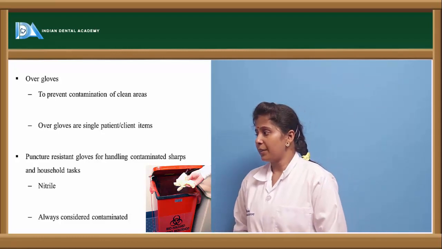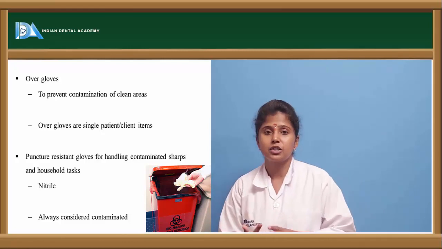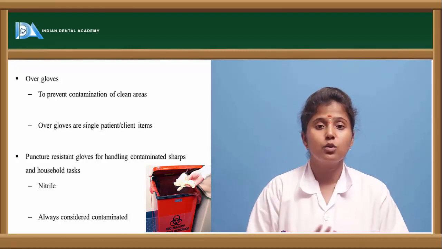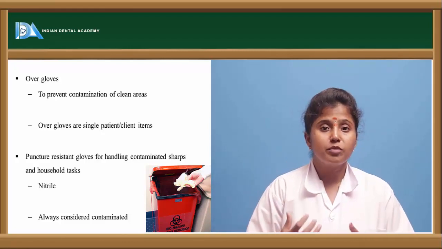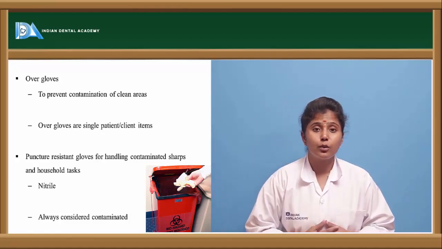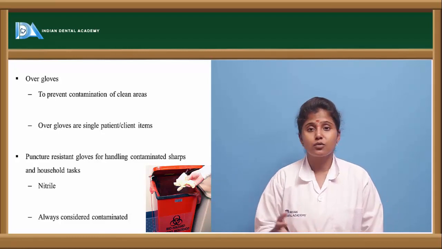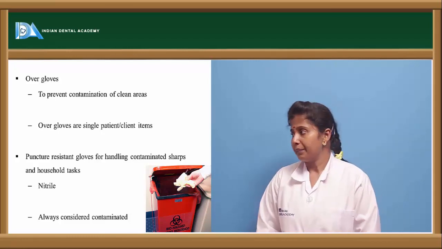And puncture resistant gloves are used for handling contaminated chucks. If we are using sharp objects or sharp instruments, we need to make sure that our gloves won't get punctured. These are gloves which are made up of nitrile.